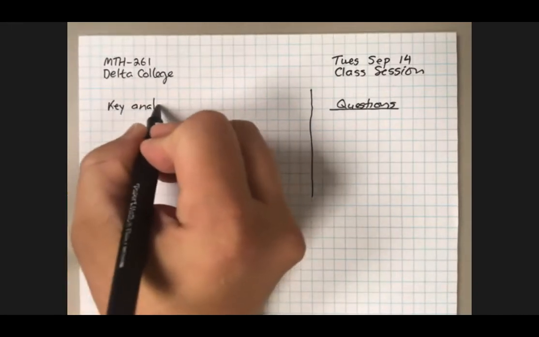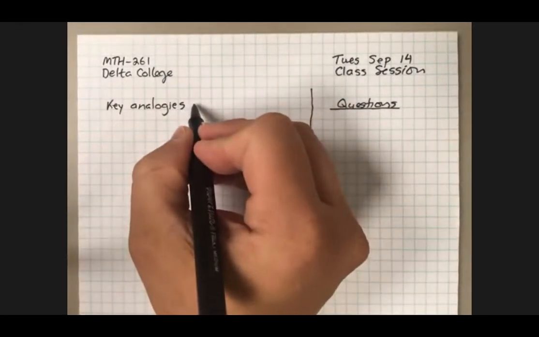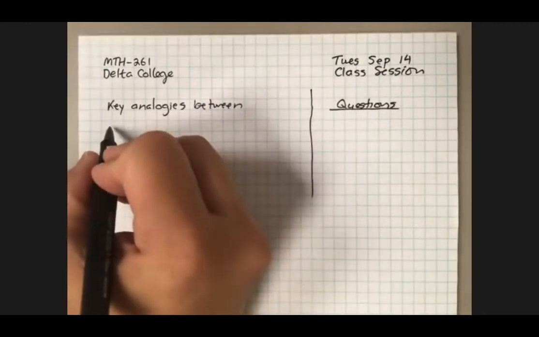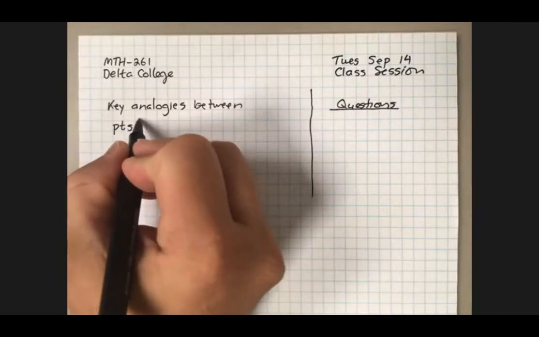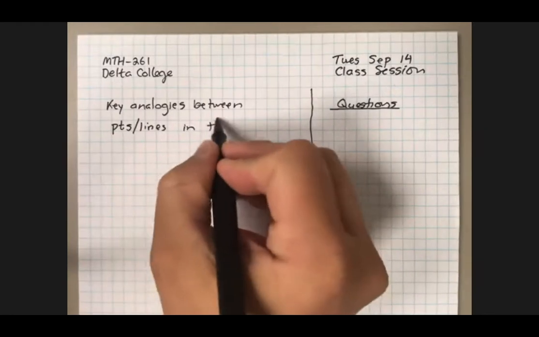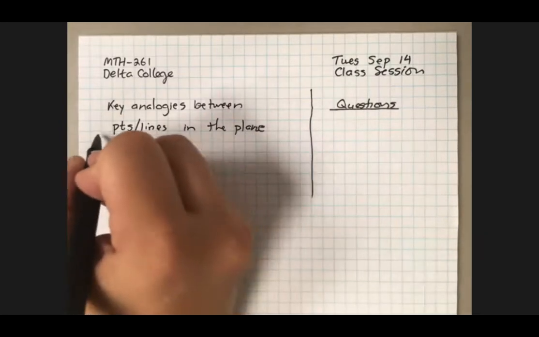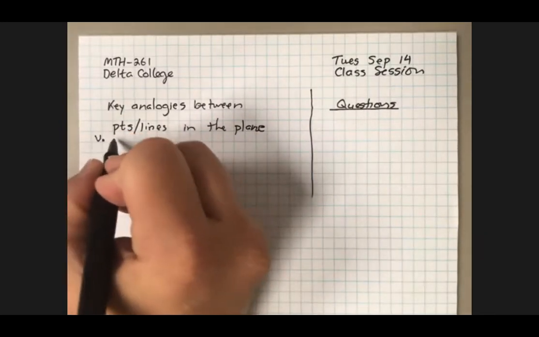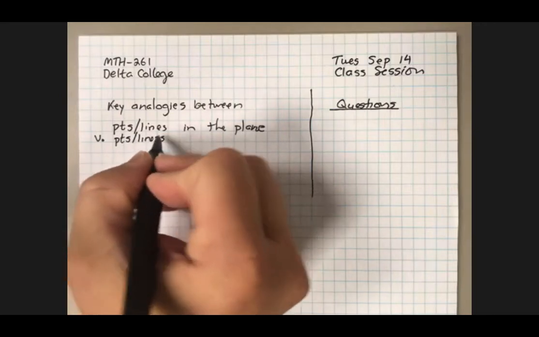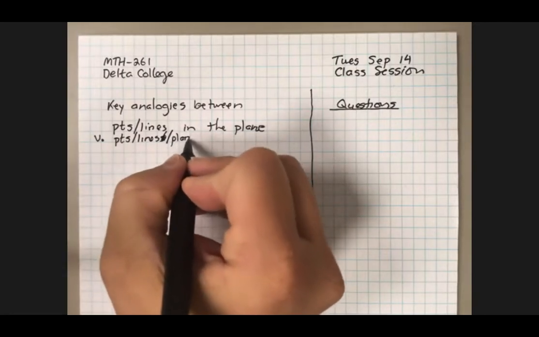This is what we're going to do this morning. I'm going to remind you of some key analogies between points and lines in the plane, and points, lines, and planes in space.